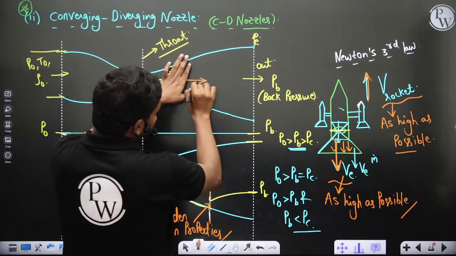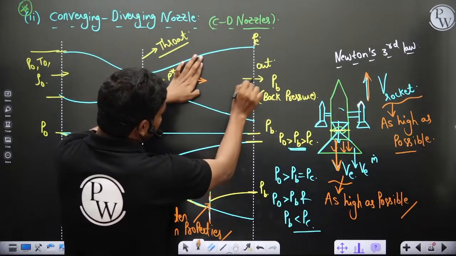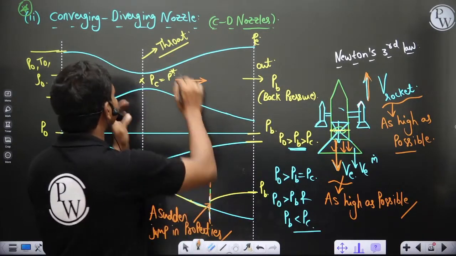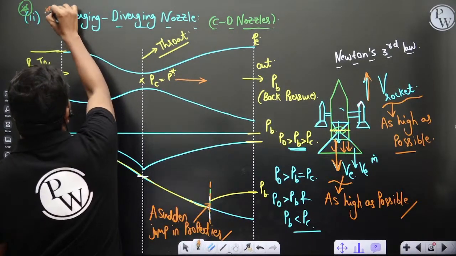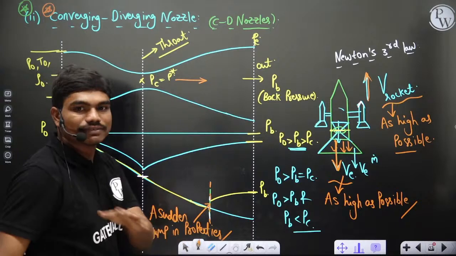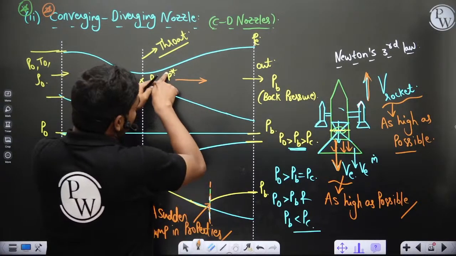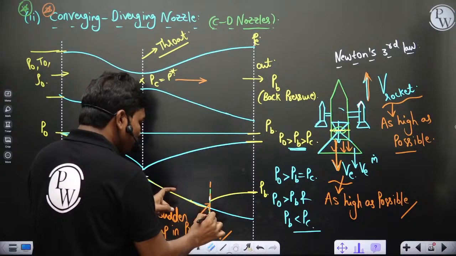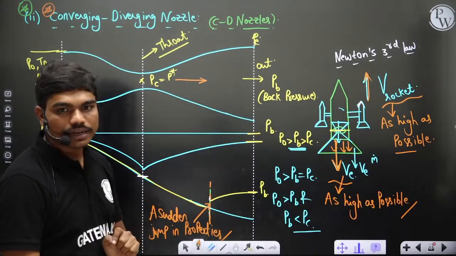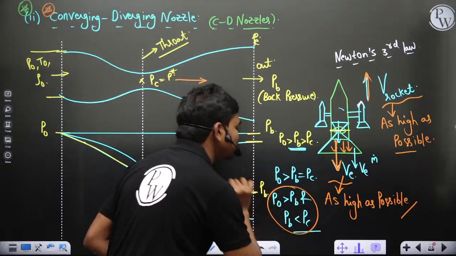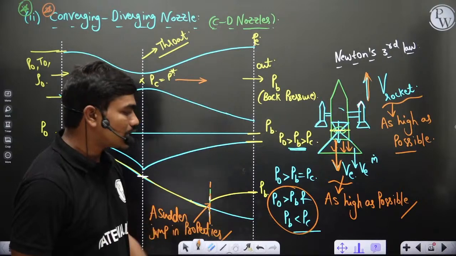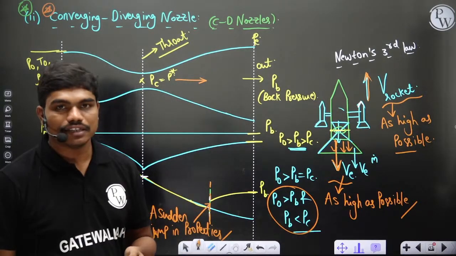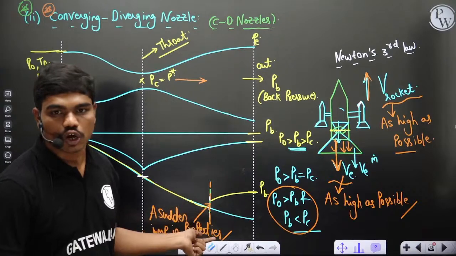So once it causes this, suddenly it experiences a certain drop in the velocity. I'm not going into the mathematical equations to analyze this, because it turns out to be complicated in the case of converging-diverging nozzles, which is not required for GATE as of now. So if this is P star and this is PB here, then you will observe a sudden jump at this set of conditions, and this sudden jump in the properties is normally called a shock.